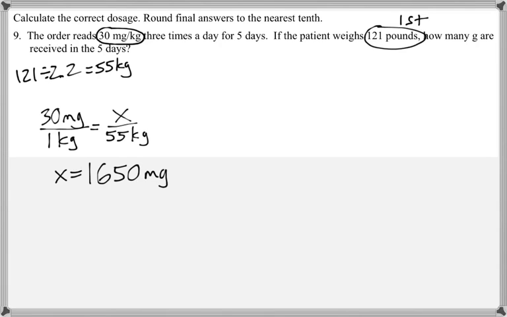1,650 milligrams. Now they do want the final answer in grams, but I'm going to wait till we worry about the 3 times a day for 5 days and then convert and then round. So I don't want to round until the very end. So this was the second thing that I worked with, and then now this will be the third.